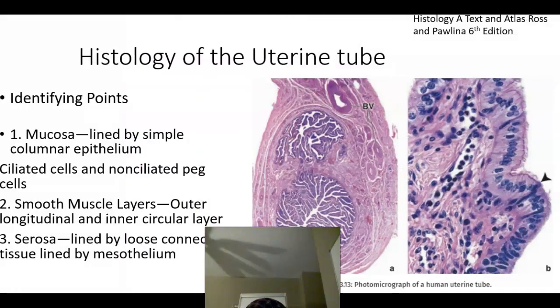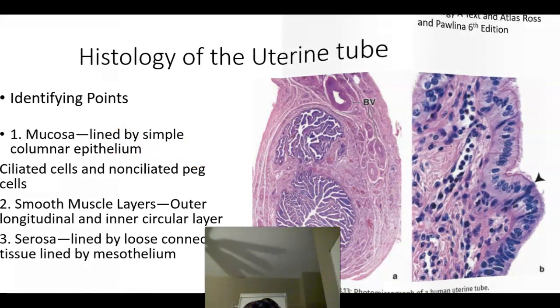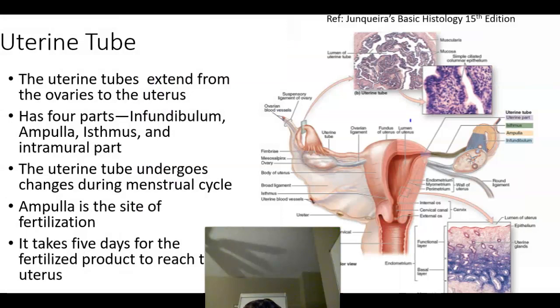Okay, so if you go to the histology, the uterine tube has multiple names. It is also called oviduct. It is also called salpinx. So the uterine tube, what are the identifying points? We have the mucosa, and that is lined by simple columnar epithelium.